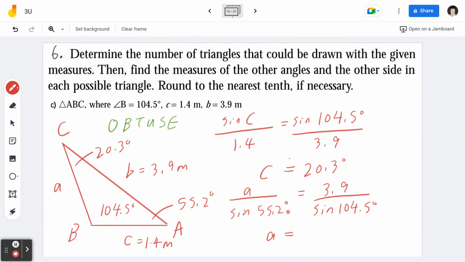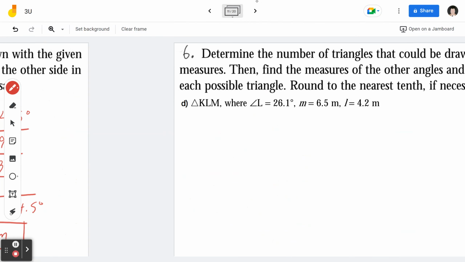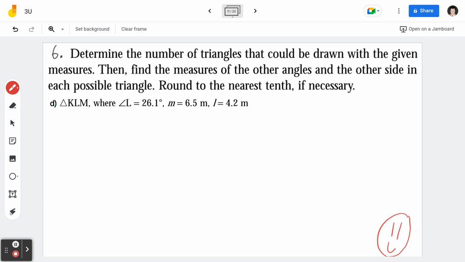You grab your calculators, you work it out. 3.9 times sine of 55.2, divide that by sine of 104.5 degrees, and this is going to be approximately 3.3 meters, which I'm going to go back and label right there. And that is how you do example 6C. Great starter, great finisher. Here's the last example, 6D.